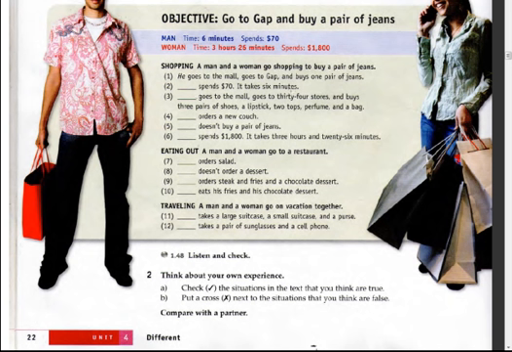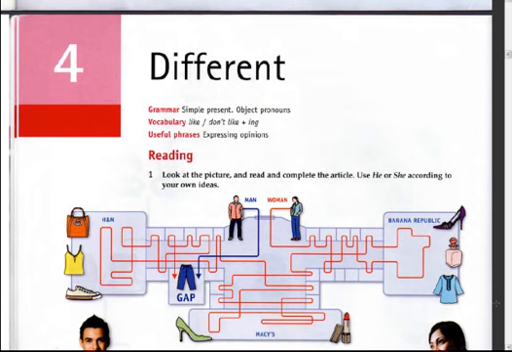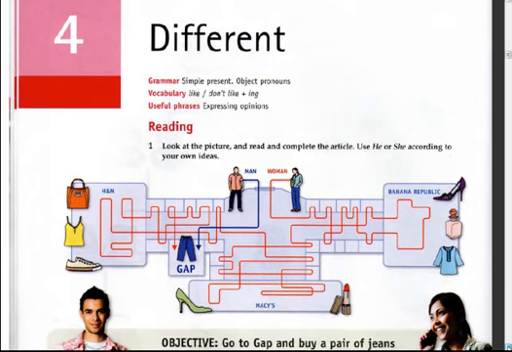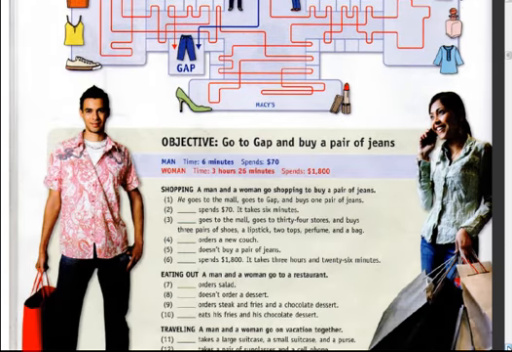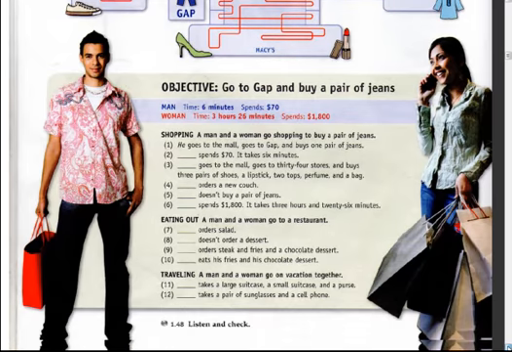Okay, now that you have checked your answers with the audio, let's go to part 2 of this exercise. Think about your own experience. Check the situations in the text that you think are true. Put a cross next to the situations that you think are false. For example, if you think that the man goes to the mall, goes to Gap and buys one pair of jeans, you put a check. If you don't think he goes to the mall, you put a cross.